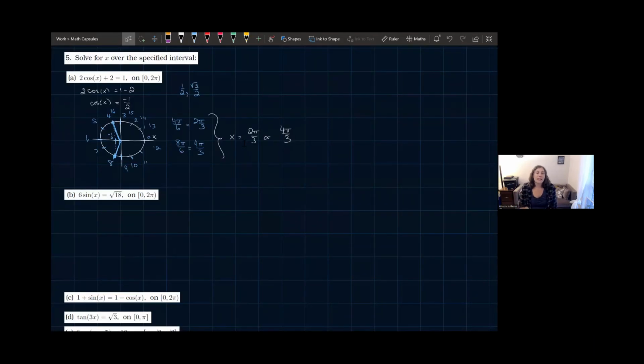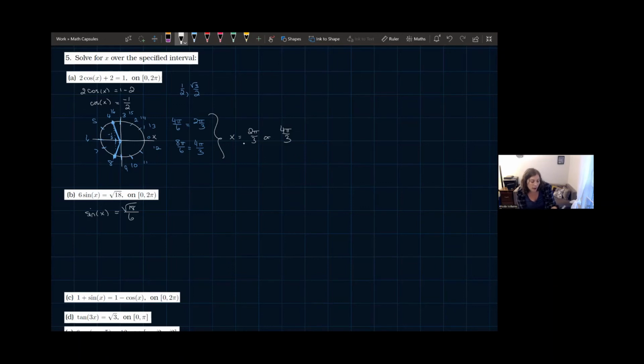This is the basic technique that you're going to use for all of these problems, although there are some extra tricks thrown in here and there for the others. So in B, same idea. I only have one trig function here, sine of x. I'll start by isolating that. So all I need to do is divide the 6 to the other side. Okay, but this time it's not a trig value that I recognize from my circle. So that's the extra trick that's thrown in here.